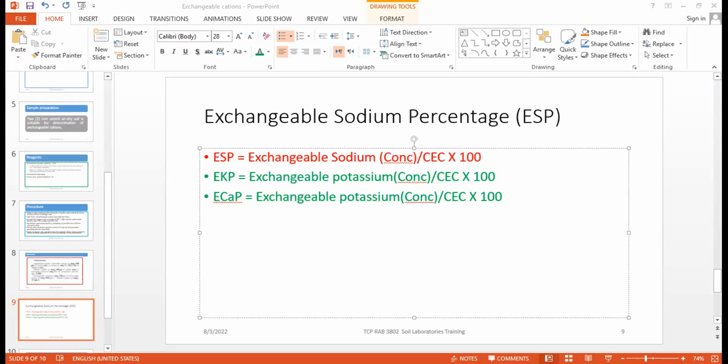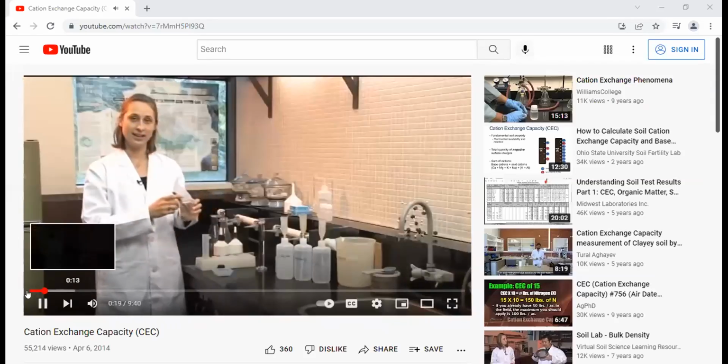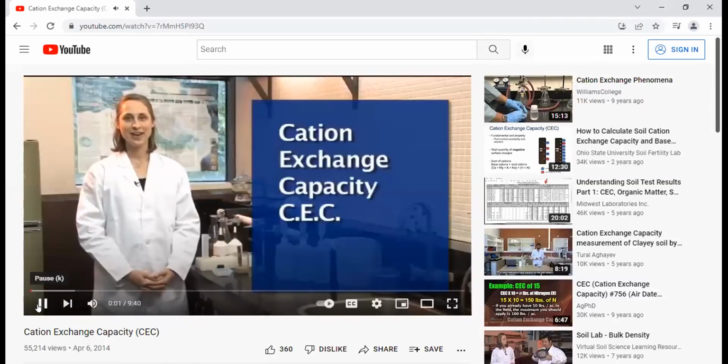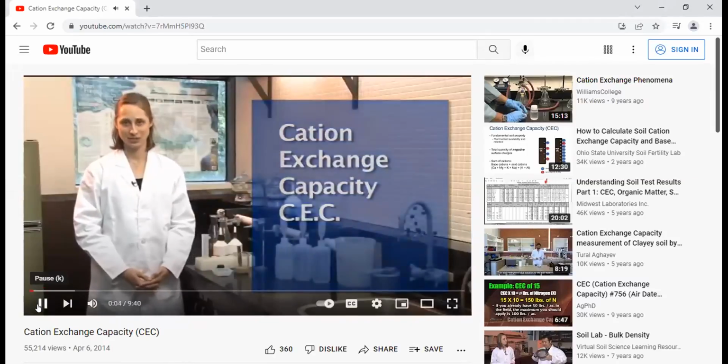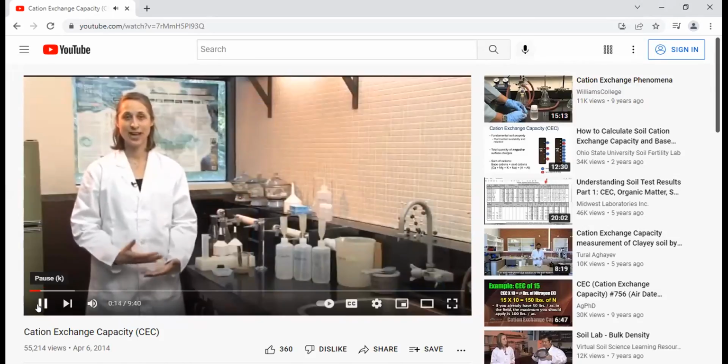We're going to look at how to do a cation exchange capacity measurement. Cation exchange capacity, or CEC, is a measure of the number of exchangeable sites within a soil for cations.